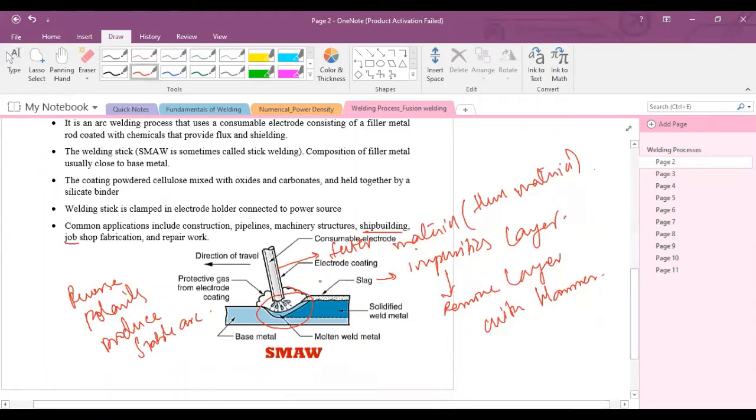When the electrode comes in contact with the workpiece, an electric arc will generate, and that arc creates heat, and that heat will melt the base metal. And after a few seconds, this base metal will solidify and form a strong joint.